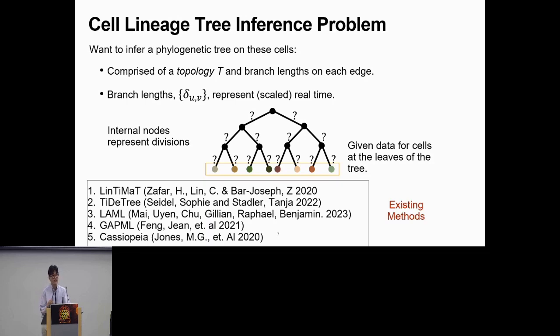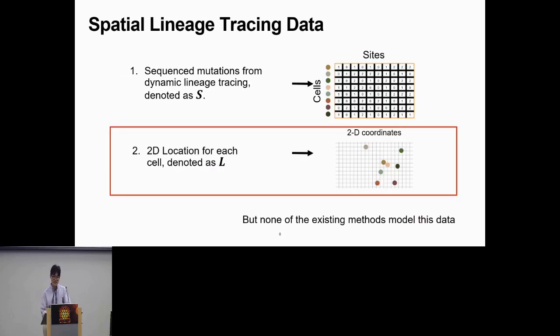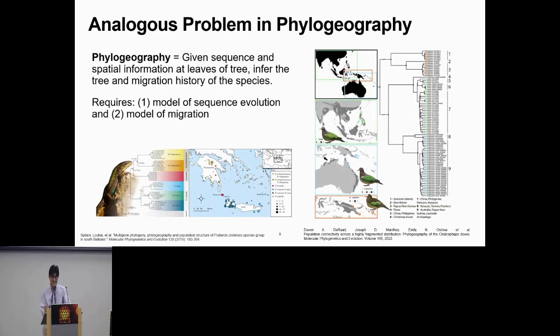And as I mentioned before, there are a large number of existing methods that try to solve this problem. However, none of those aforementioned methods attempt to model the second form of information, these 2D locations, and thus new methods are necessary. I say new methods a bit willingly because actually this is quite an analogous problem to species phylogeny or a subproblem in species phylogeny known as phylogeography. And here we're given sequences and spatial information for perhaps or ranges of locations for species. We want to see something interesting about the ancestral patterns of those ancestral species, as well as model a tree for those species as well.